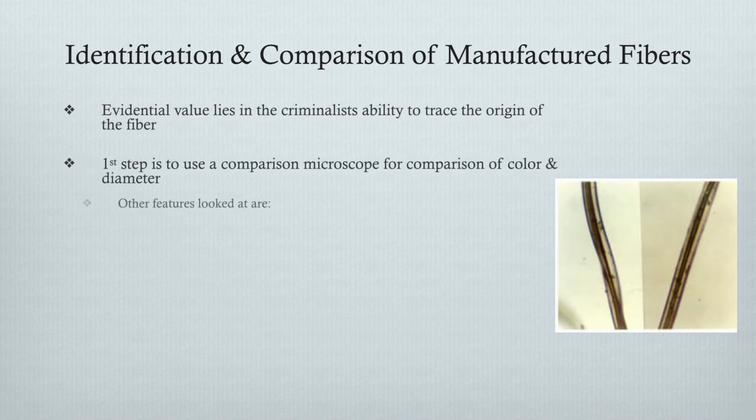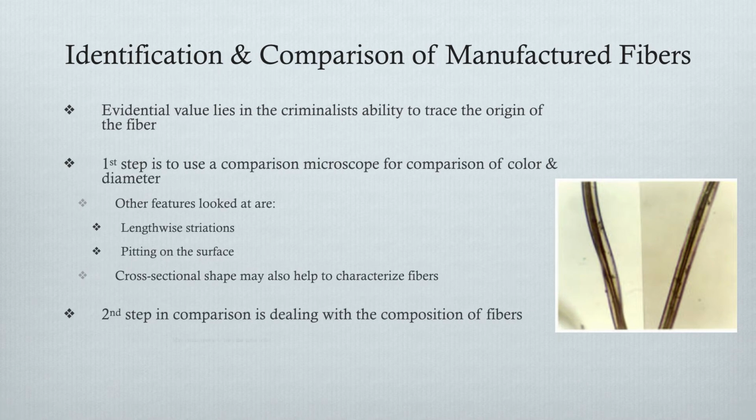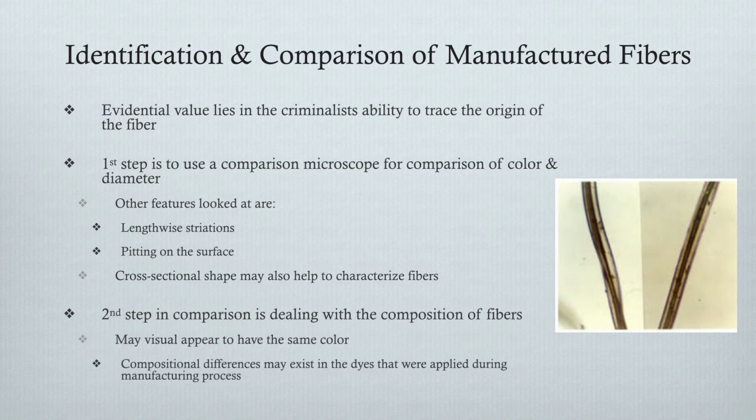When we look at identifying and comparison of these manufactured fibers, again, the value is going to lie in the ability to trace the origin of the fiber. The first step is to use a comparison microscope for the color and the diameter. Other features they look for: length-wise striations, pitting on the surface. This is made with a delustering particle, usually titanium dioxide, and it's what manufacturers add to reduce the shine of the fiber. They also can look at a cross-section shape of these fibers that can help to characterize it.